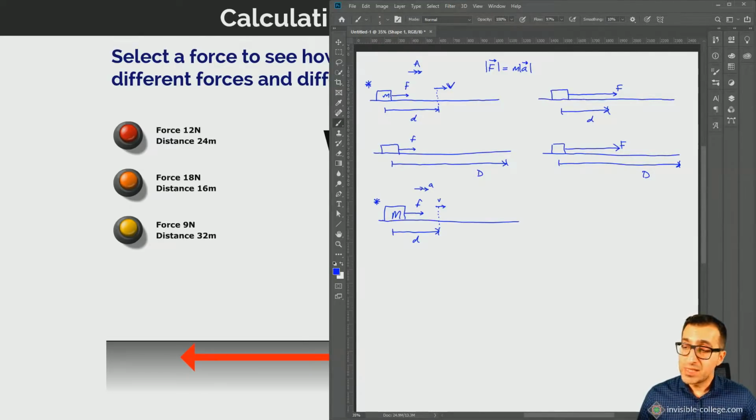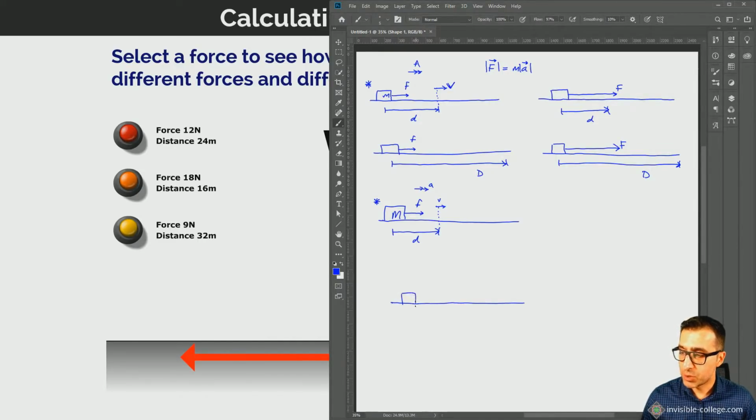So all of these examples have been using the idea of a force acting parallel to the displacement. But what happens if the force and the displacement are at angles to each other? Well, let's start with the example of the force acting perpendicular to the displacement, and let's see where that leads us here.